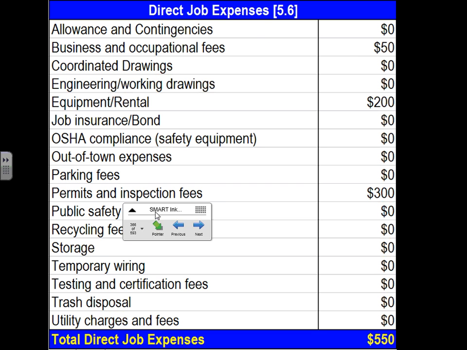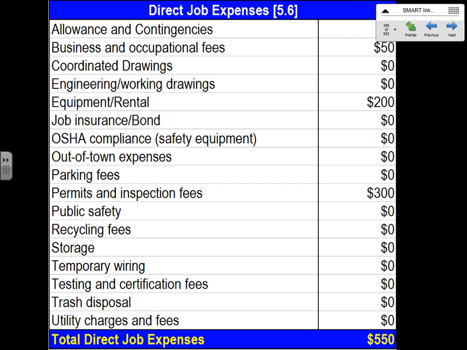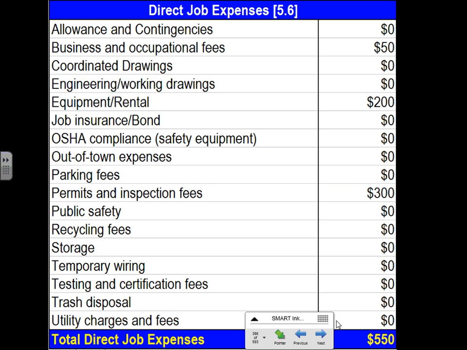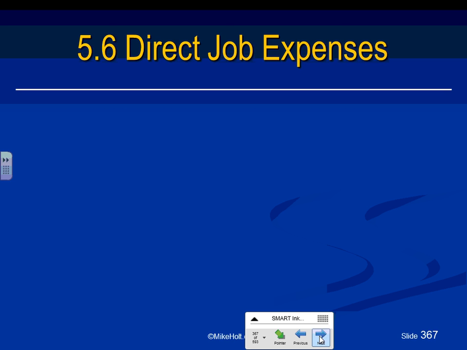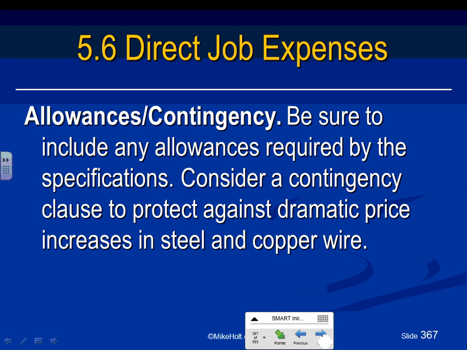Any comments, guys? Any questions? So that's my direct job cost, like we did. Allowances and contingencies include allowances required by the specification. Consider a clause to protect against dramatic price increases. Steel and copper, guys, can fluctuate. Most of the bids that we do are typically valid for 3 to 6 months. Why? Because copper can go up and down, and you get caught with that wave.